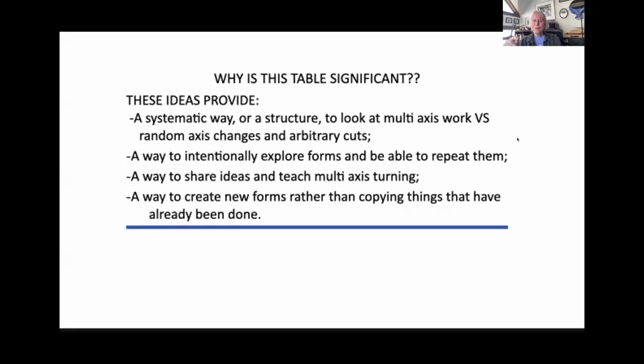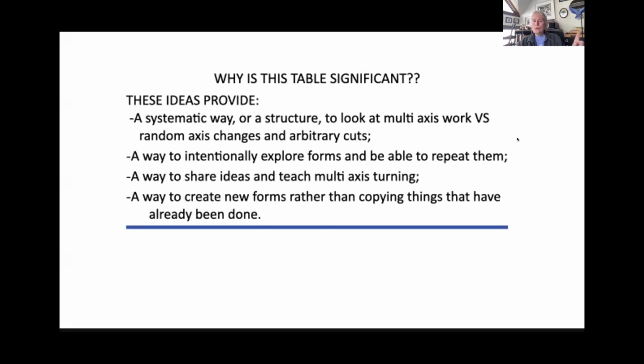And as a side note, I would love to see any article written about multi-axis forms using this vocabulary so we can all understand the terminology and understand what somebody did. That's just my bias. And it's a way to create new forms rather than copying things that have been done before.